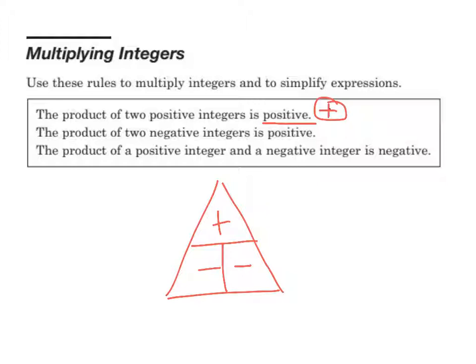But what changes is when I have the product of two negative integers, the answer is also positive. And what can happen here is I can cover up what I have. So I have two negatives. And what am I left with? Positive. So that helps me remember what the sign is going to be.